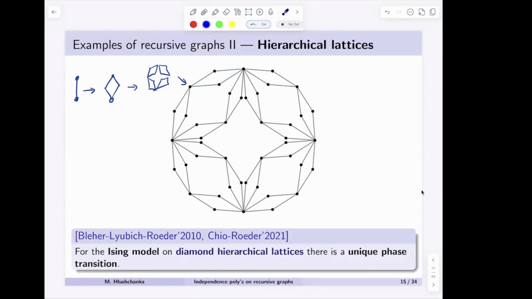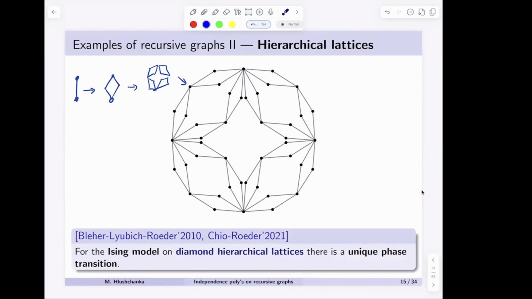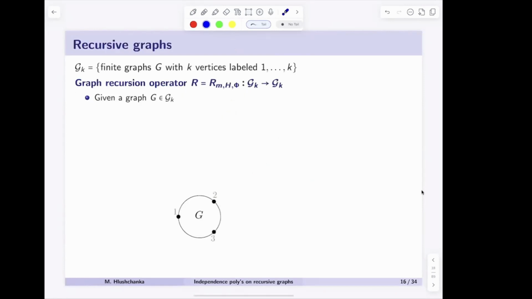An alternative point of view on this: instead of doing this replacement of each edge by the 4-cycle, we could take 4 copies of the previous graph and glue them together at the vertices and build up a new graph. And this is the procedure that we will be doing in this talk. So now I'm going to define precisely how we build up recursive graphs for the purpose of this talk.